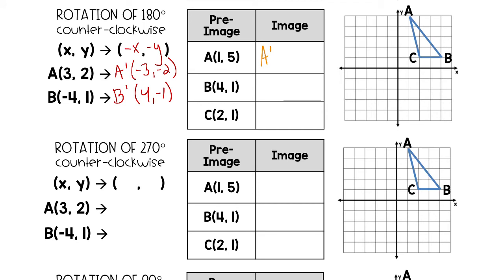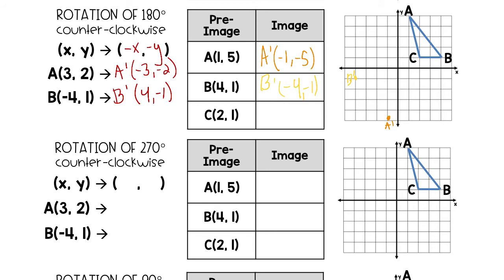So our pre-image is A at 1, 5. That means A prime is going to be negative 1, negative 5. So 1 left, 5 down is A prime. B prime goes from 4, 1 to negative 4, negative 1. 4 left, 1 down. B prime.